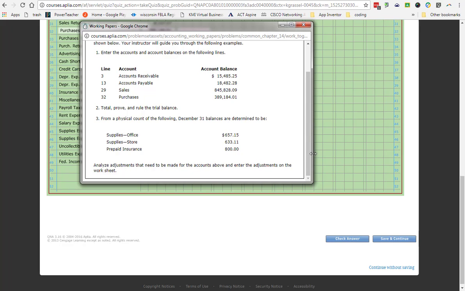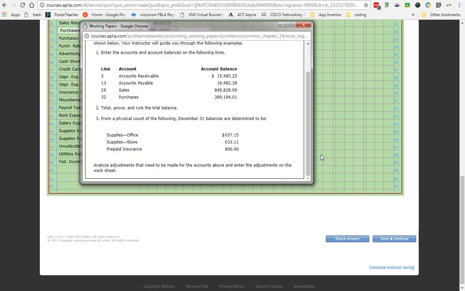Look here. Right here, does it say this is what we have or what we used? Physical count, what does that mean? That's what we have. Okay? So these numbers right here do not go on your worksheet.